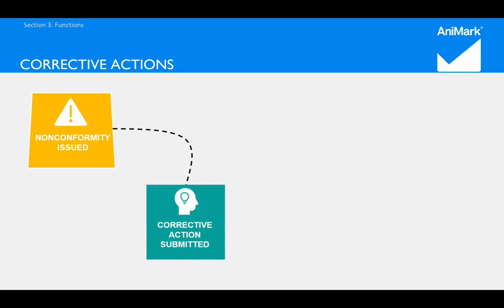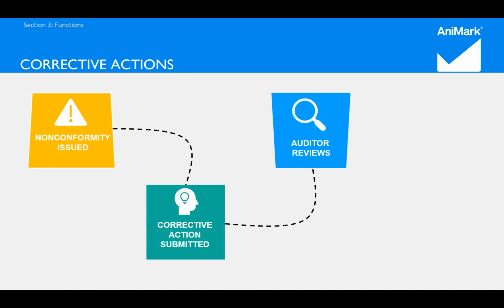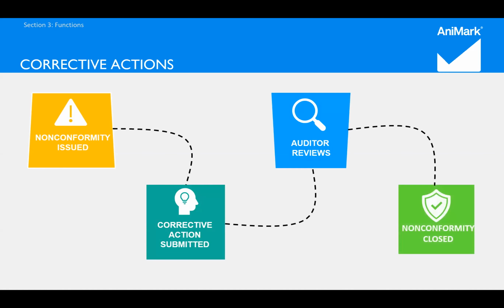So once that happens, the auditor will get an email saying that you've submitted a corrective action, and they'll log in to review that. The auditor can then review, and if they need some more information, they can send it back to you, or if they're happy with what you've implemented as part of the corrective action, they can then close that nonconformity in their system and it will disappear from your portal on your dashboard, and it will also let you know via email.